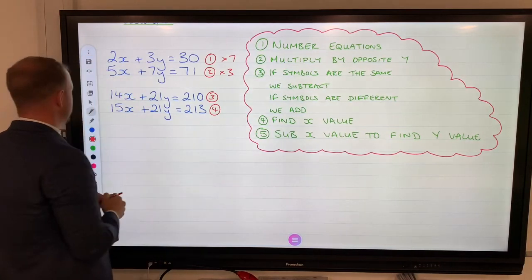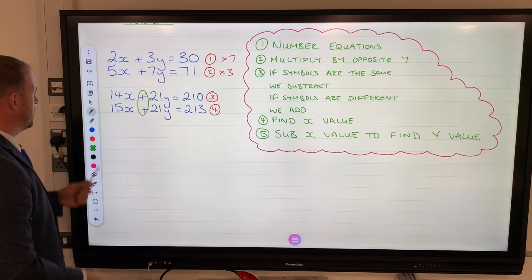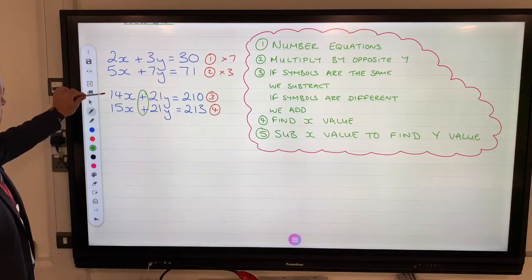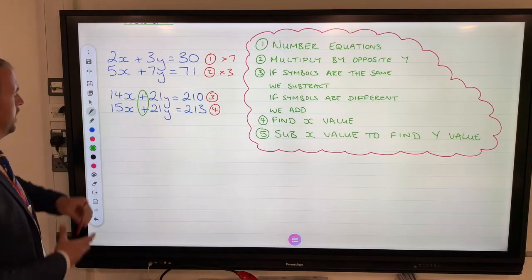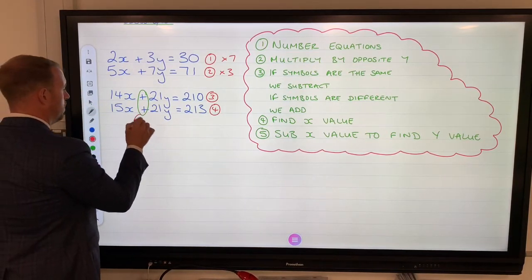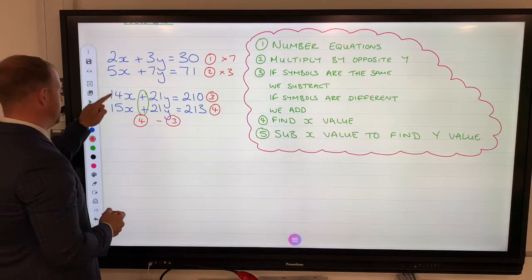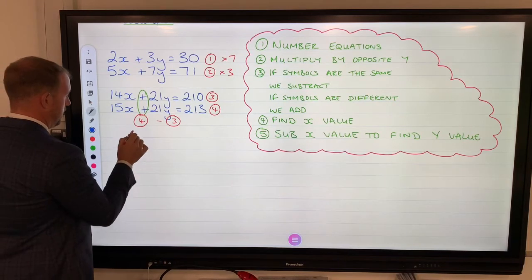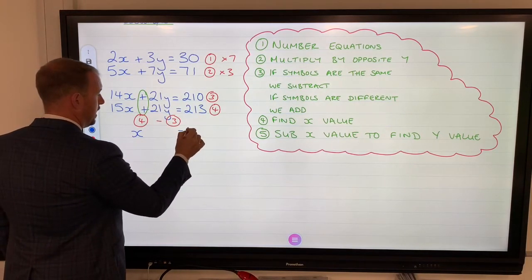If symbols are the same, we subtract. Well, they are the same, so we do need to subtract. However, these numbers here are slightly smaller than these here, all across the whole equation. So let's imagine now, let's switch them round. So we're going to do equation 4, subtract equation 3. So then 15 take away 14 is 1x. 213 take away 210 is 3.